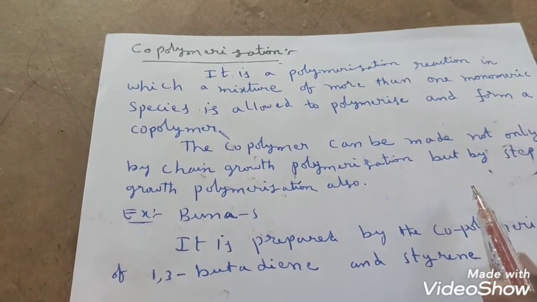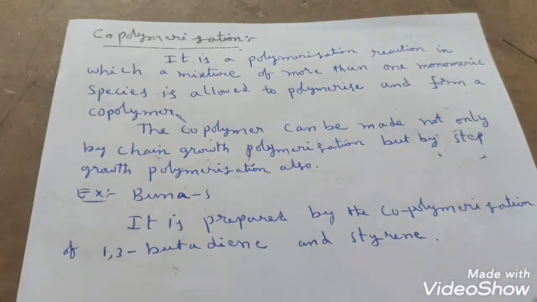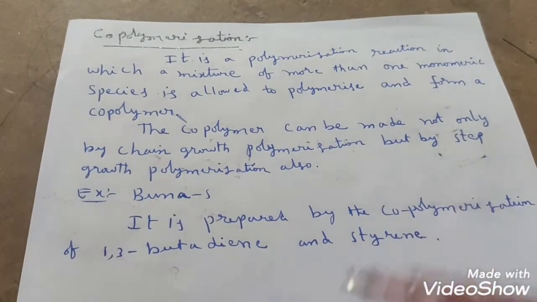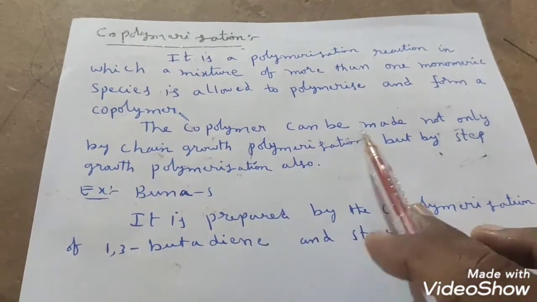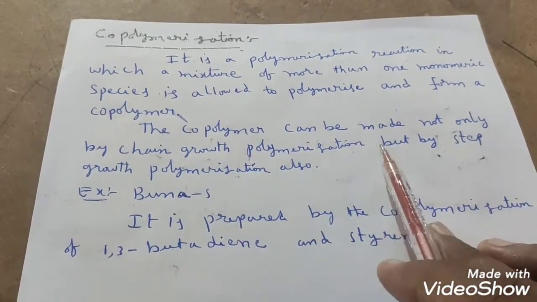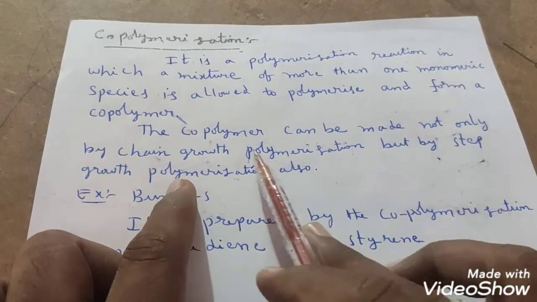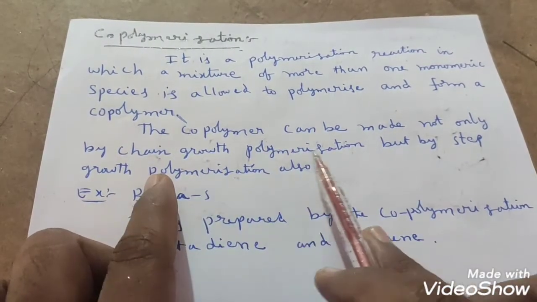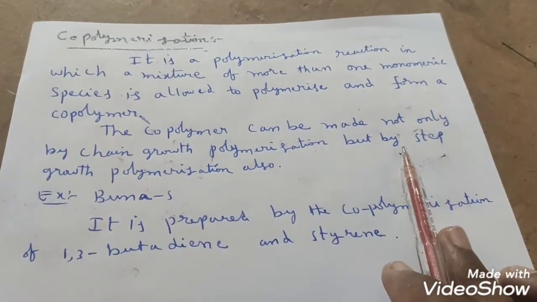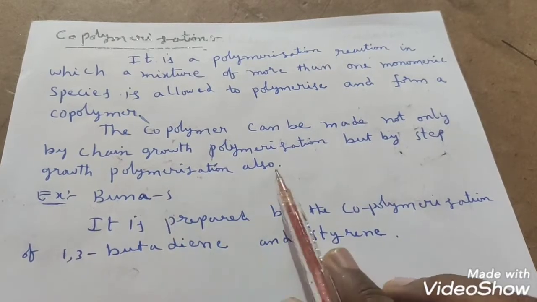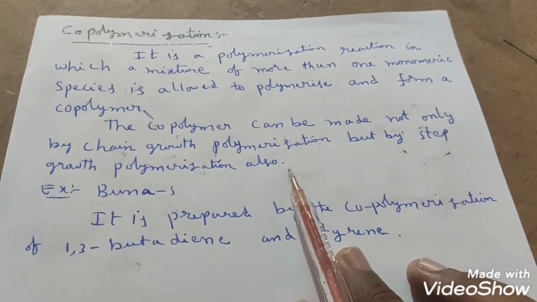A copolymer is formed by two different monomer units. We know already that if a polymer is formed from the same monomer unit, we call it a homopolymer, right? This is a copolymer. A copolymer can be made not only by chain growth polymerization but by step growth polymerization also, students. But in our syllabus we have only chain growth polymerization related to copolymerization. We don't have an example related to step growth polymerization, but it may take place by step growth polymerization also.